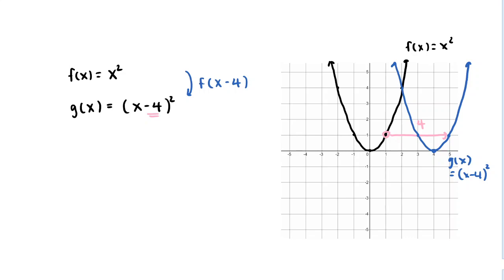And so hopefully that suggests to you what happens when we take h of x is equal to x plus 3 squared. So what happens when we take our input and we add on 3 to it? h of x is really just f of x plus 3. It's replacing x with x plus 3. Well, this is going to shift our graph 3 units to the left.